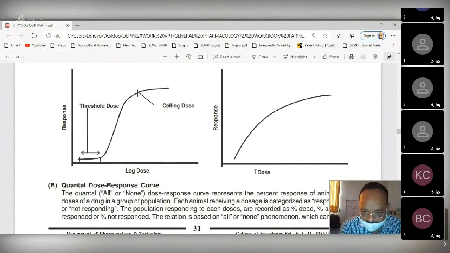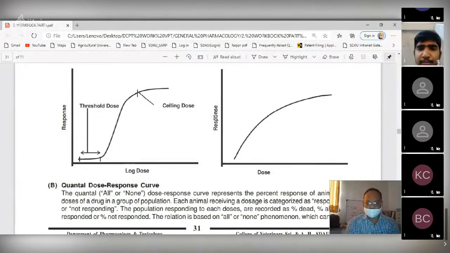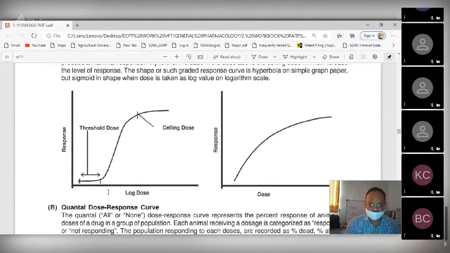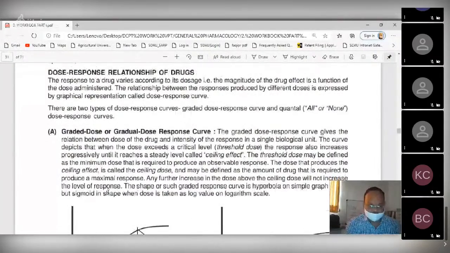On the x-axis, if you take the different doses, and on the y-axis, you take the different responses, then as the dose increases, the response increases. This is what we want to study. We want to understand the relationship between the dose and response with the help of graphical methods.